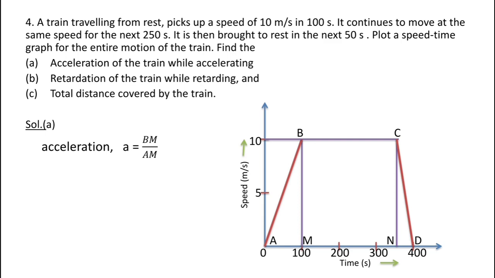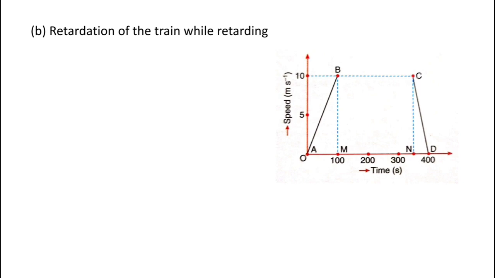After putting these values we have 10 meter per second divided by 100 second, which comes out to be 0.1 meter per second square. Hence we can say that the acceleration of the train while accelerating is equal to 0.1 meter per second square. Now let us move to the next part. In the next part we have to calculate the retardation of the train while retarding.